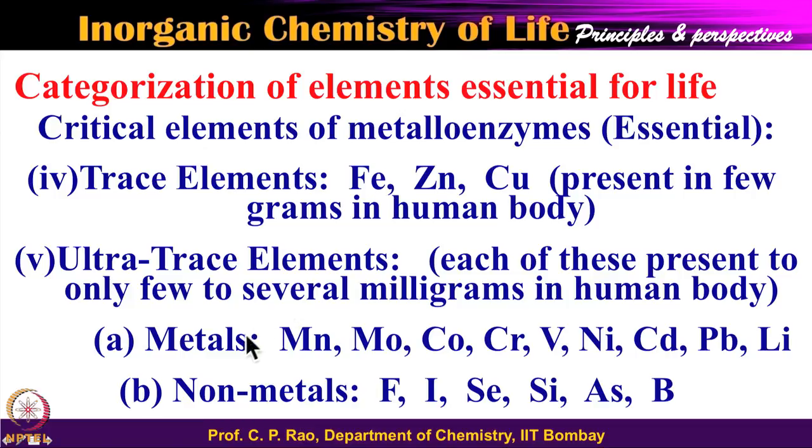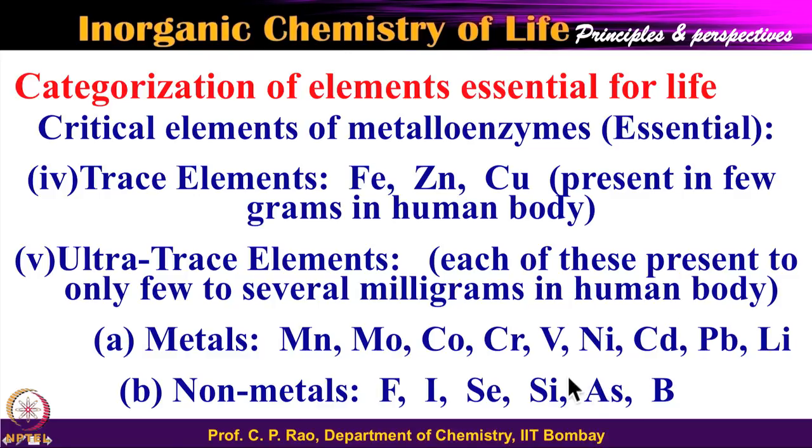Let us make one next categorization, the metals and the non-metals. So, you have manganese, molybdenum, cobalt, chromium, vanadium, nickel, cadmium, lead, lithium. These are coming from the metal direction, and there are some non-metals also coming up, and these non-metals are fluorine, iodine, selenium, silicon, arsenic, boron. Some of these may seem a little unusual to you. I will explain that now a little and more later.